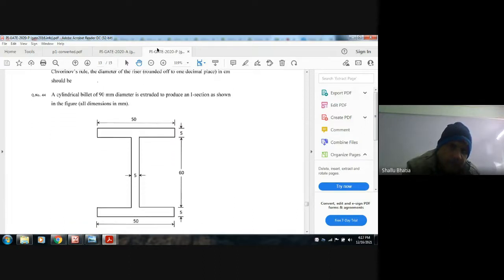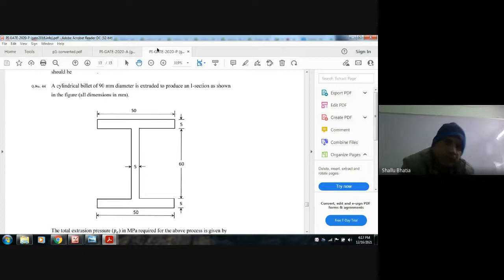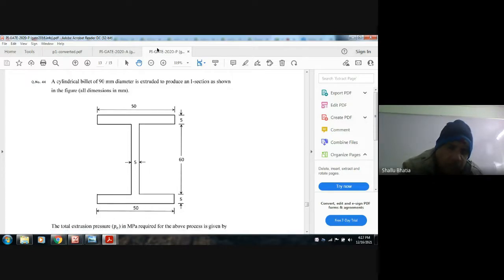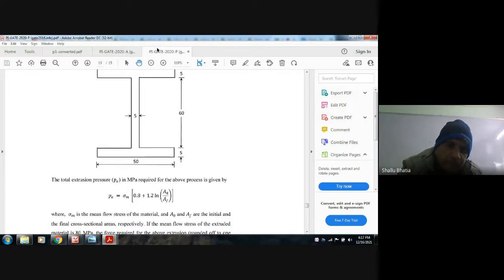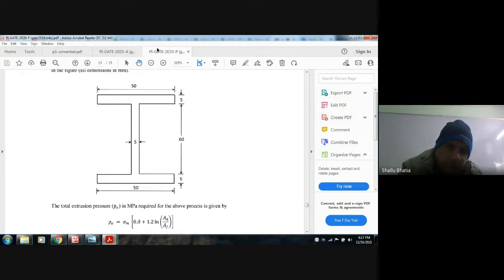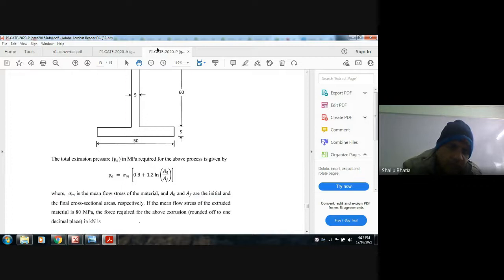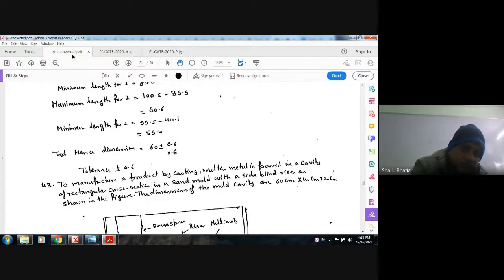Next, a cylindrical billet of 90 diameter is extruded to produce an I section as shown in the figure. All dimensions are given. So this is the I section. The total extrusion pressure PE in MPa required for the above process is given by PE is equal to sigma m into 0.8 plus 1.2 ln A naught by A, where A naught is the initial area and A is the final area, and sigma m is the mean flow stress of the material. If the mean flow stress of the extruded material is 80 MPa, find the force required for the above extrusion. This is a straightforward question with the formula given.